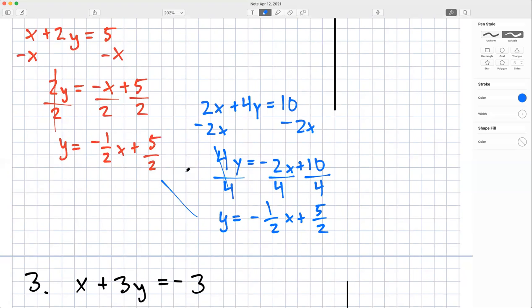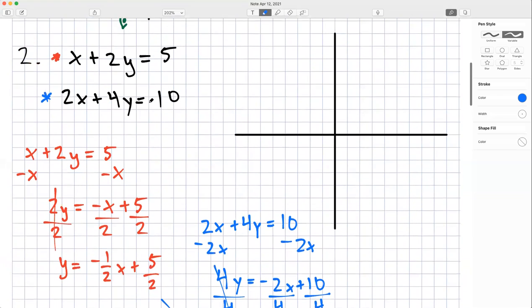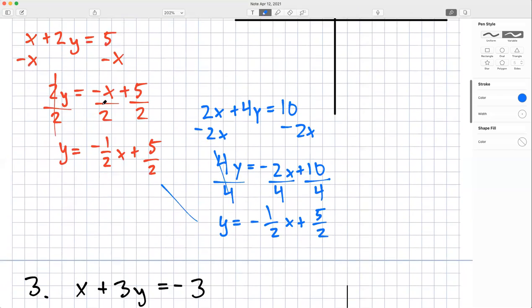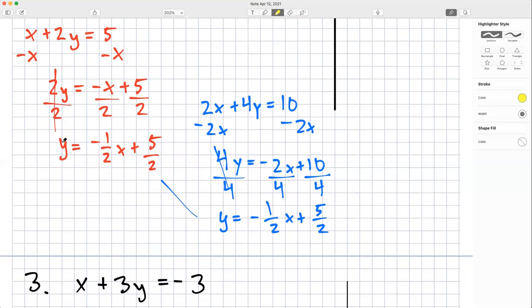And guess what? We have the same equation. So when we have the same equation, I mean, it wasn't in the same form at first, right? They looked a little different at first. But when we put it in slope-intercept form, we noticed that these guys are exactly the same. This and this. Doesn't matter.